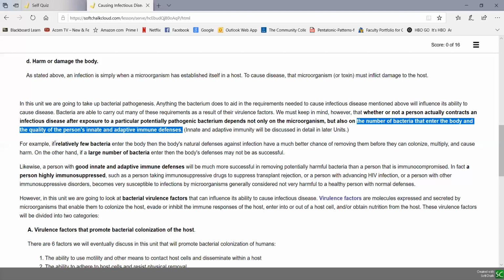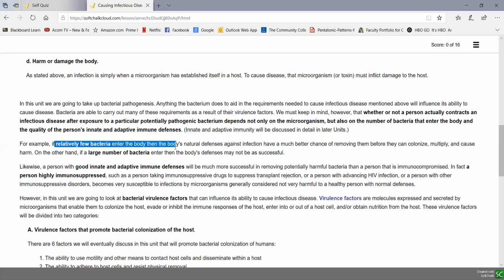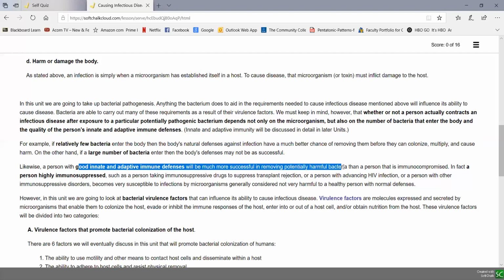So for example, if relatively few bacteria enter the body, the body's natural immune defenses have a much better chance of removing them if they're few in number, before they can colonize, multiply, and cause harm. On the other hand, if a large number of bacteria enter the body, they may overwhelm our body's natural defenses. And likewise, a person that has good innate and adaptive immune defenses will be much more successful in removing potentially harmful bacteria than a person that is immunocompromised. So anyone who's immunocompromised, of course, is much more susceptible to infection.